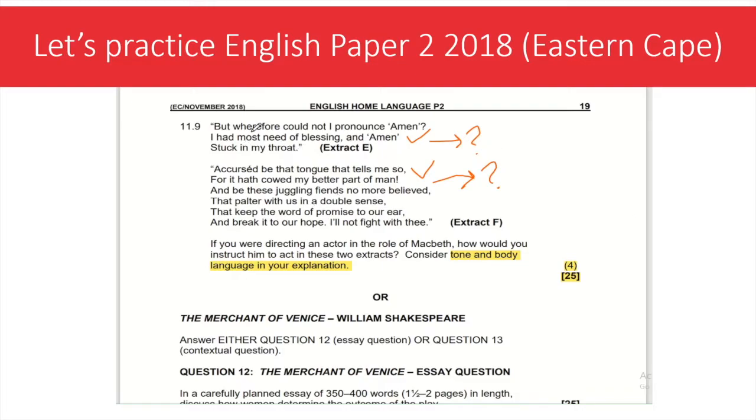Okay, so let's have a look at extract E. But wherefore could not I pronounce amen? I had most need of blessing, and amen stuck in my throat. So grade 11s, this is where you need to understand your play, your plot. I cannot say it or reinforce it even more. To be able to answer this question, you must understand what is happening. So over here, like I explained before, he is distraught, he's traumatized about the fact that he just killed King Duncan. And in the previous slides, I did give an explanation similar to this. But let's have a look at what the memo says over here.